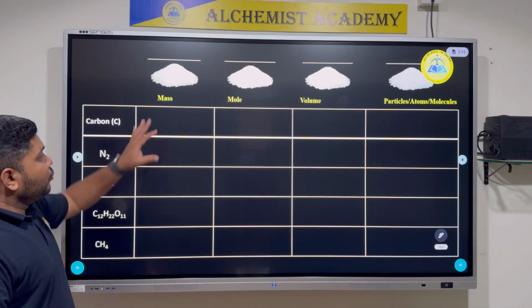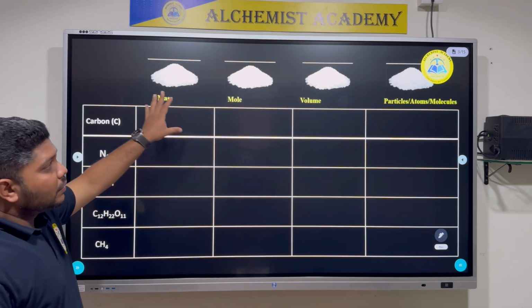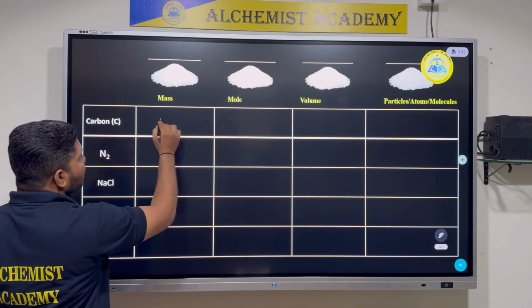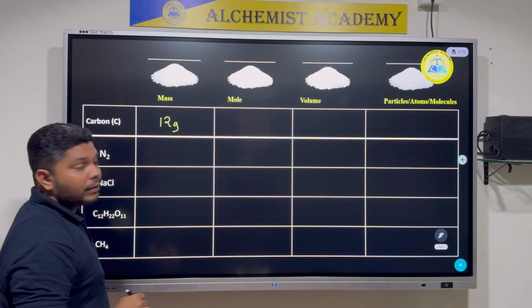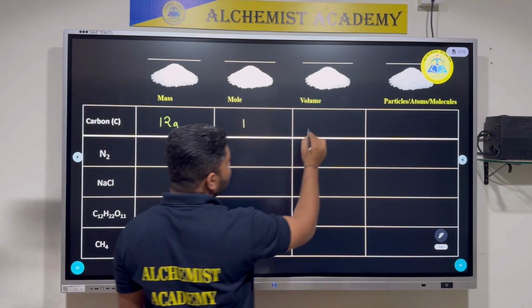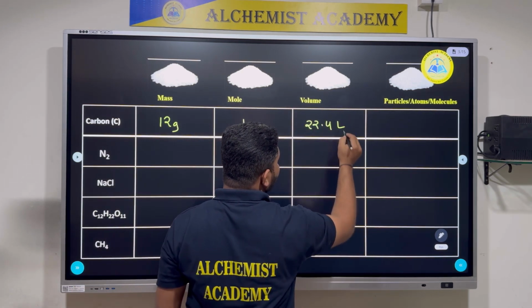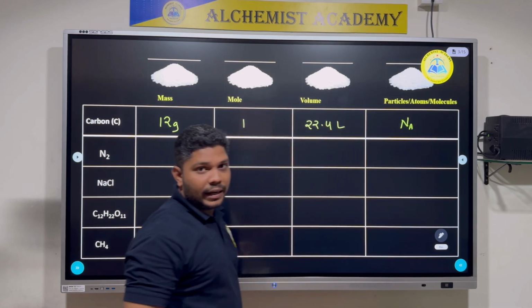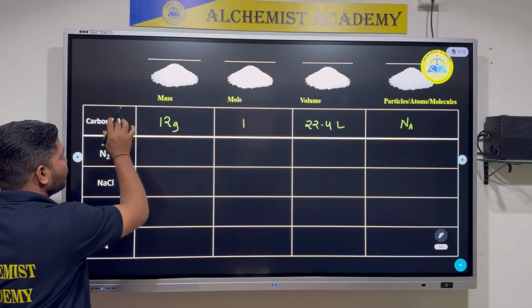Now, if you see, we will try to go with the standard things. Carbon, when I'm saying a mass, it will be 12 grams. Mole, I'll say 1 mole. Volume, 22.4 liters. And particles, molecule, I'll consider it as N, right? This is how we are writing the standard for carbon.